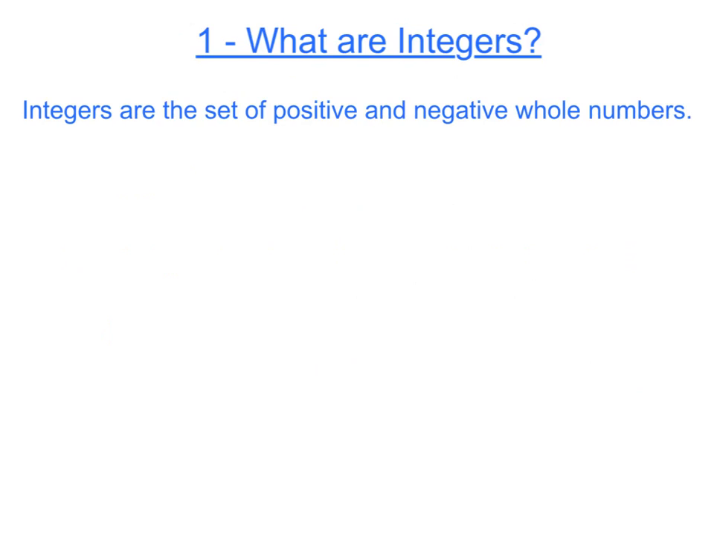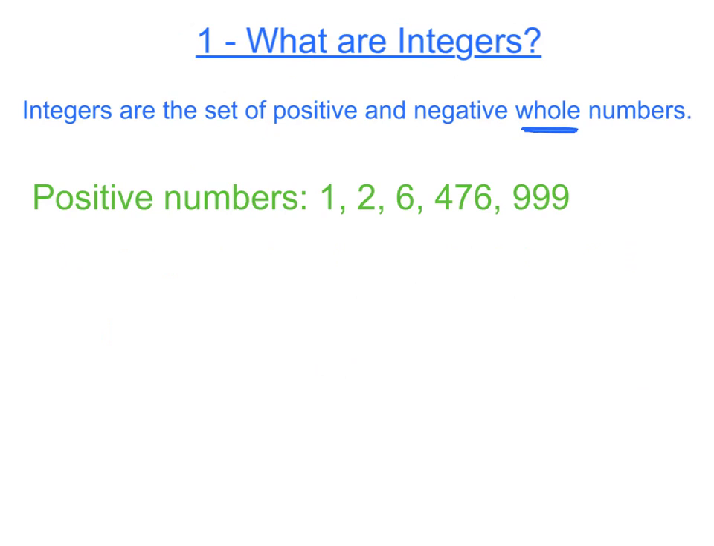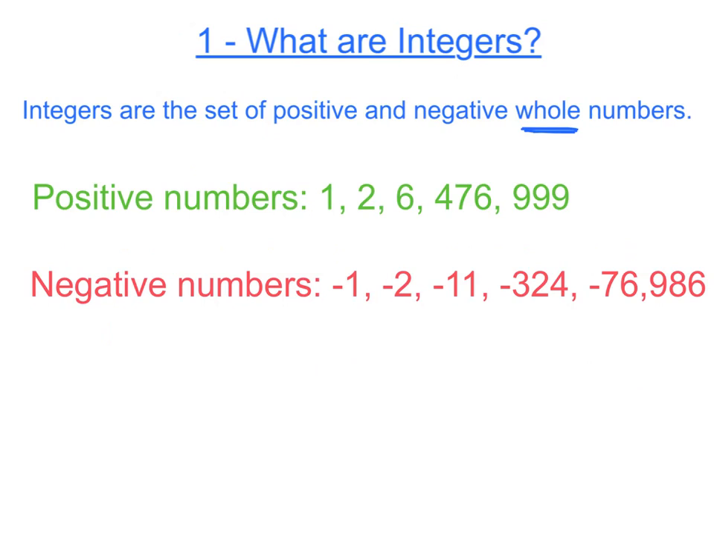So first, let's remind ourselves, what are integers? Integers are the set of positive and negative whole numbers. Now, the big takeaway here is that they are whole numbers. So let's look at a few different examples. If we look at some positive numbers, we can see that some are our standard 1, 2, 3, 4, 5. We have 6, 476, any large number that is whole and positive. Then we also have negative numbers, which a few different examples are -1 and -2, -11, -324, and you kind of get the point. You can go as large as you want as long as they are whole.